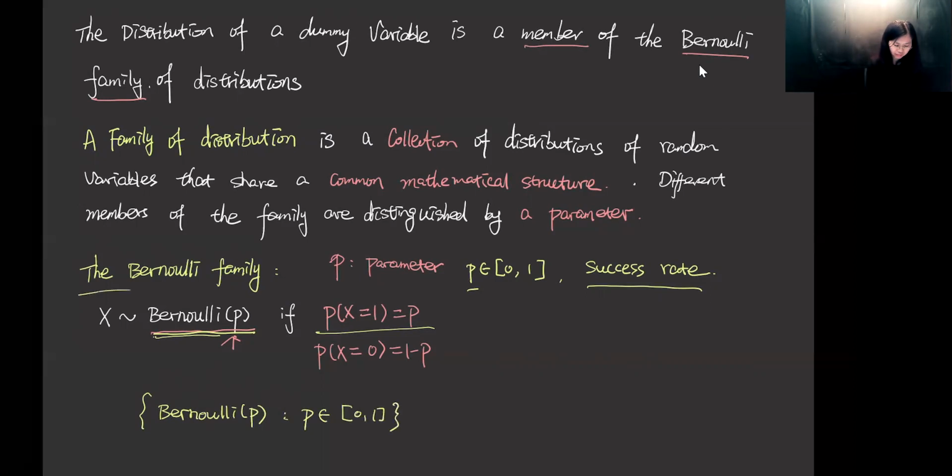So that is the Bernoulli family of distributions. And the distribution of a dummy random variable is a member of the Bernoulli family of distributions. So it is a Bernoulli distribution. The Bernoulli distribution can be described in a table as well, just as any discrete distribution. The Bernoulli distribution has only two support points, 2 points in the support set, 1 and 0.